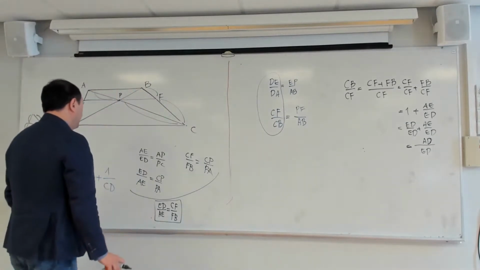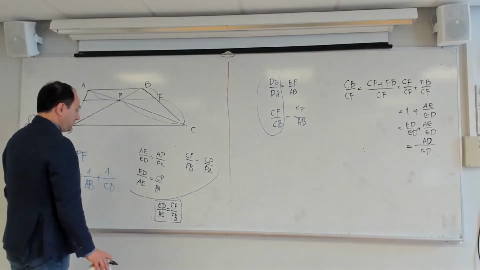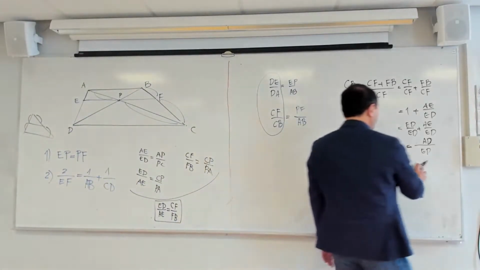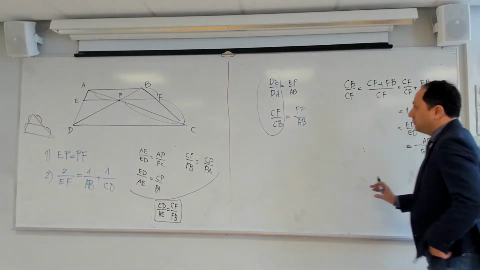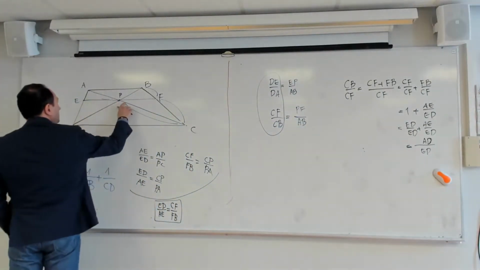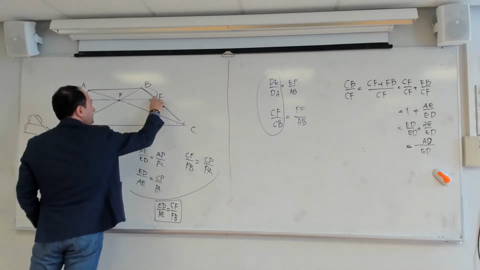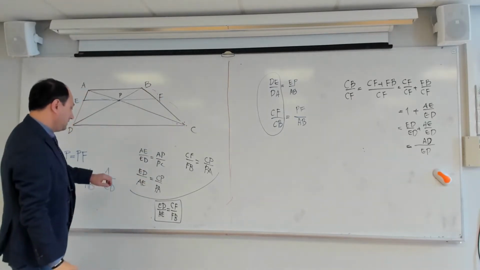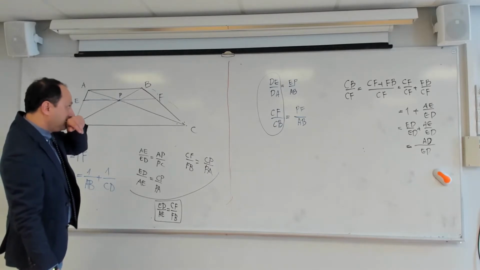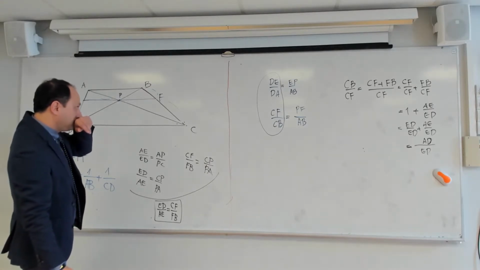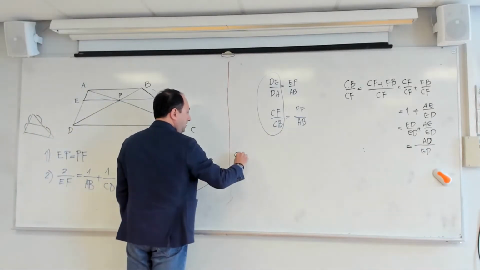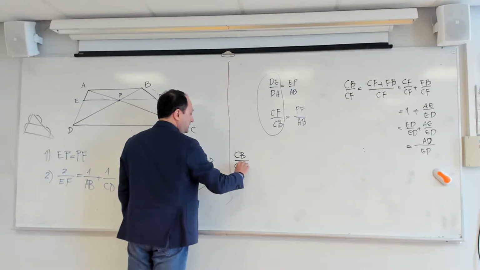I'm convinced that everything is correct. Okay, so what we want to do, let me start from scratch again, from the correct version. I don't want to go up and down so many times. So let me start from here. Okay, so CB, my goal. Let me start from CB over CF.